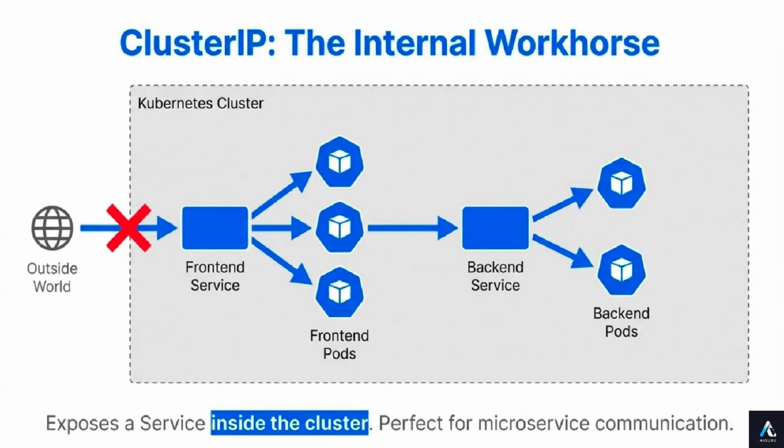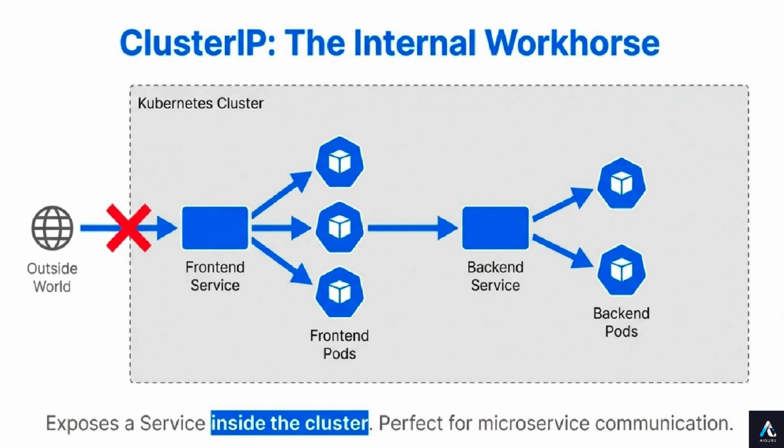ClusterIP is the simplest and most widely used service type in Kubernetes. It exposes your application internally within the cluster. That means other pods can reach it reliably. Internal microservice to microservice traffic flows through it. It serves as the stable point of communication for that application, and it cannot be accessed directly from the outside world.